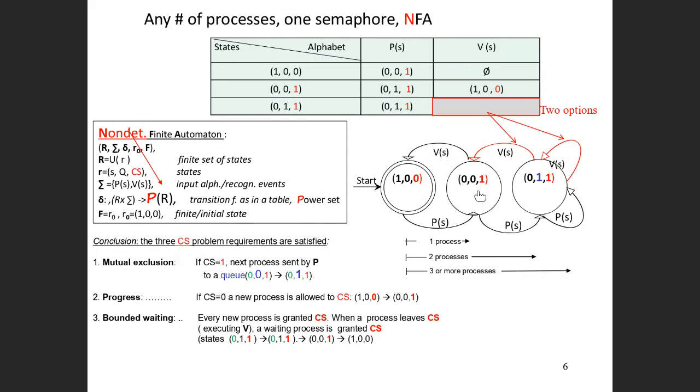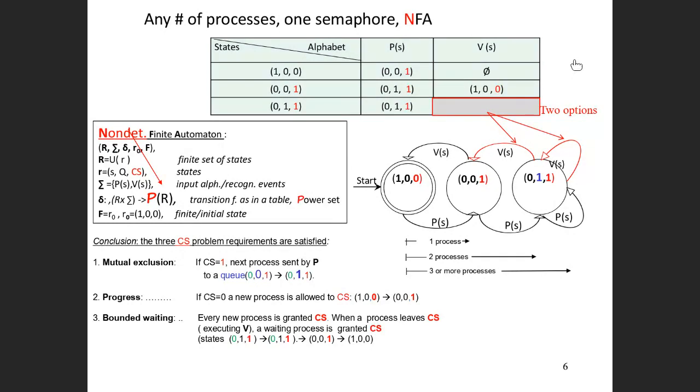The first process is just changing semaphore to 0 and critical section to 1. The second process is changing the second parameter, which is Q, because the second process is waiting. No process has left, so the second process is waiting. So we have both Q and critical section. Now, if the first process is leaving, we have no more Q, and then we are back to the initial state.